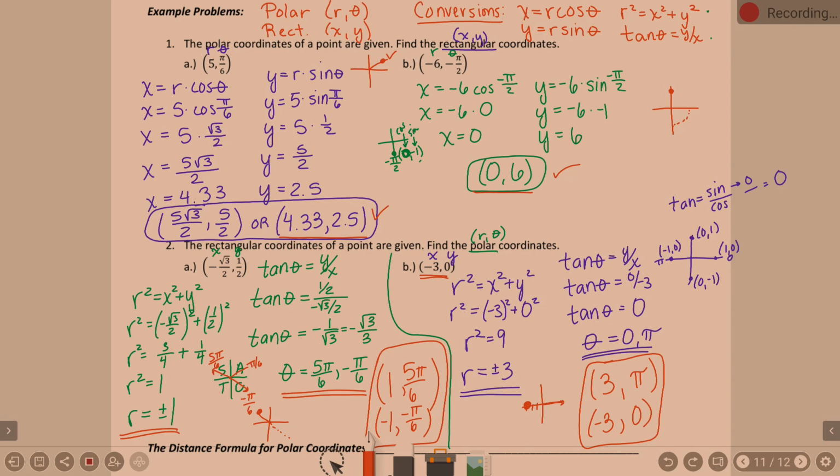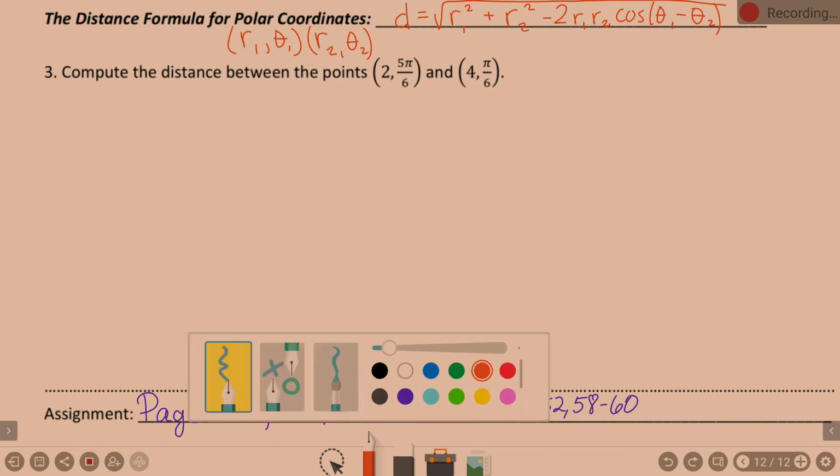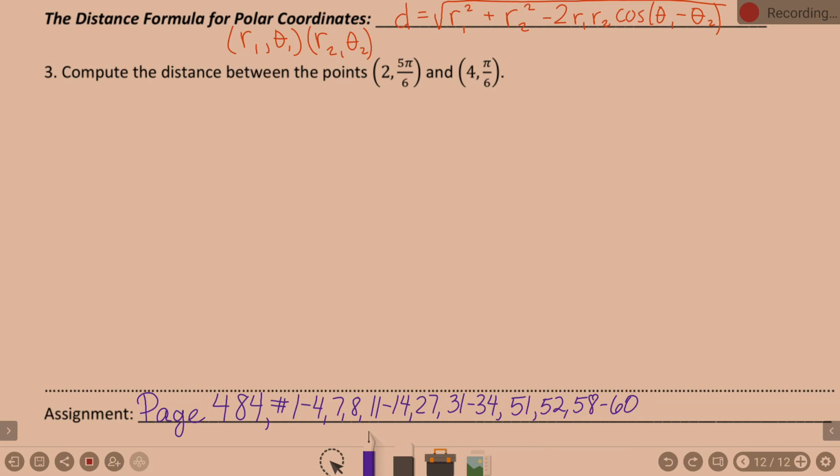Okay, one last topic, and that is the distance formula for polar coordinates. In both classes, I mentioned it very briefly at the end. It's very similar to our distance formula between 2 points in rectangular coordinates, where it's a square root of x2 minus x1 quantity squared plus y2 minus y1 quantity squared. This uses our polar coordinates. So I have it written up there, and we're looking at computing the distance here, right? So we're given 2 polar coordinates.